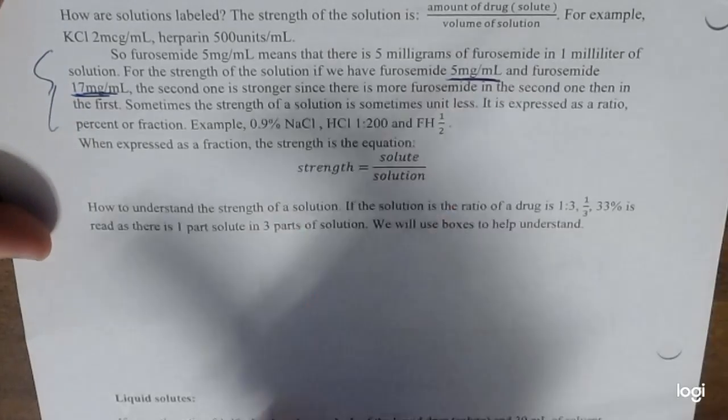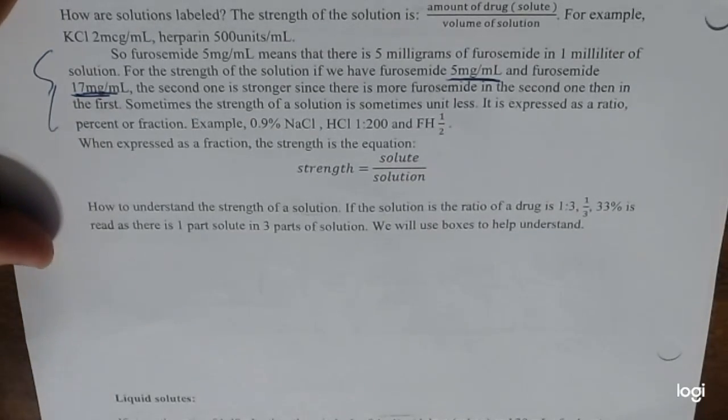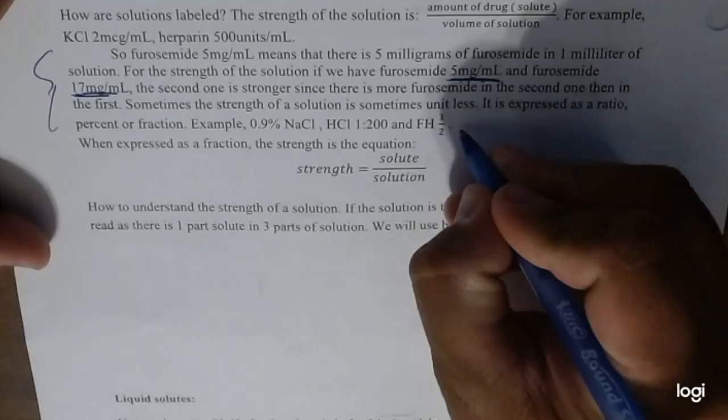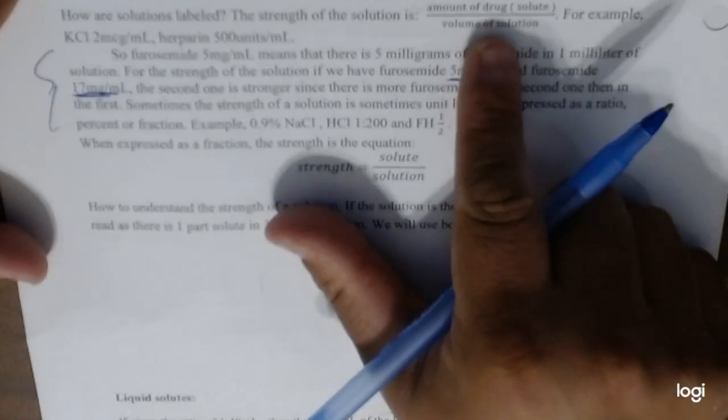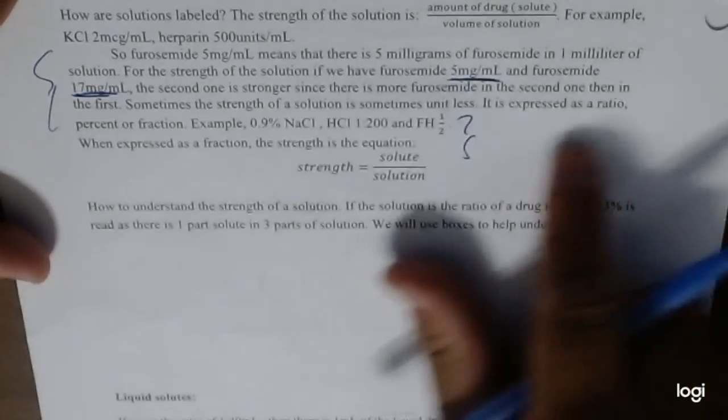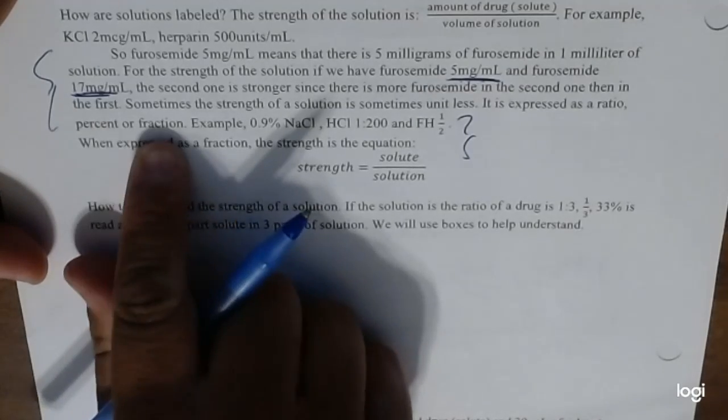But later on, we'll see what it actually means to be stronger or less than that portion. Okay, so we'll talk about that in a little bit, so don't stress too much about it. But the main focus I want to talk about now is the types of ways we can express the strength of this drug. There are 3 different types we're going to talk about: a ratio, percent, and a fraction.